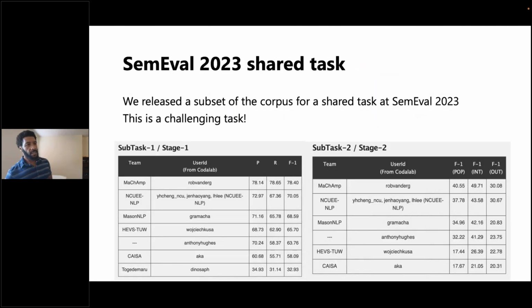So we also released a subset of this corpus for a shared task at SemEval 2023. We find that this is quite a challenging task, in particular the second stage where the goal is to find the PICO elements. This is in part because it's a token-level task, and so there's this ambiguity of where to exactly place the boundaries between the spans.